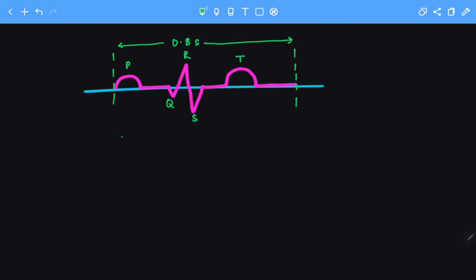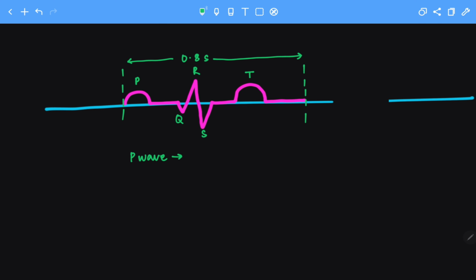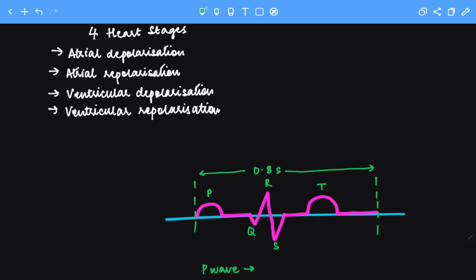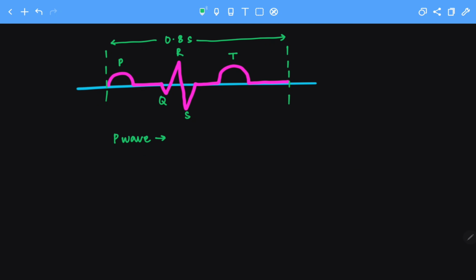First, let's look at the P wave. P wave is this structure over here. The P wave is indicative of the first electrical activity, which is, if you remember, atrial depolarization. Hence, P wave is the wave that is sending the electrical activity for the atria to contract.